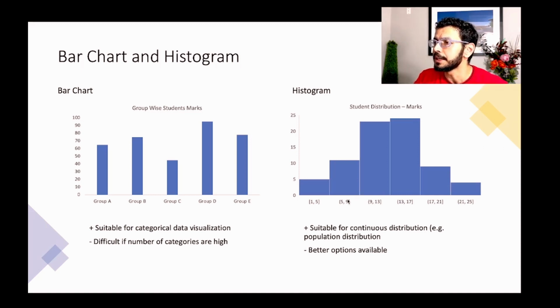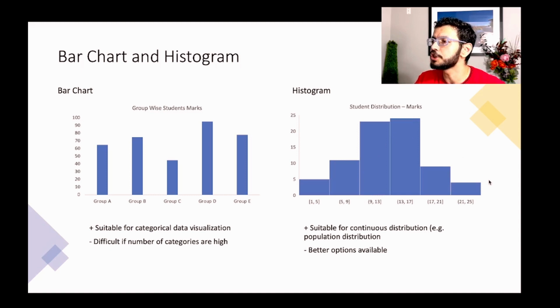On the right hand side, you have a histogram. Now, histogram is very similar to your bar chart, but in this case, the only difference is that on x-axis, you have a continuous variable. So like say, for instance, in this particular example, this is a student-wise distribution. So people who have gotten marks between 1 to 5, that's about 5 people. 5 to 9, that's about like another like 10 people. 9 to 13, that's about 21 or 22 people, and so on.